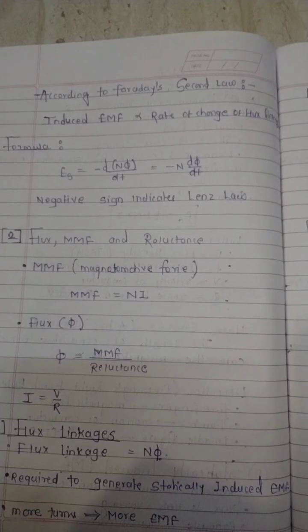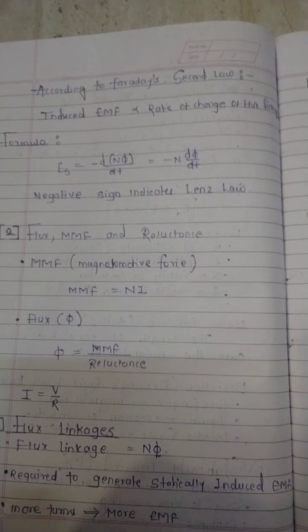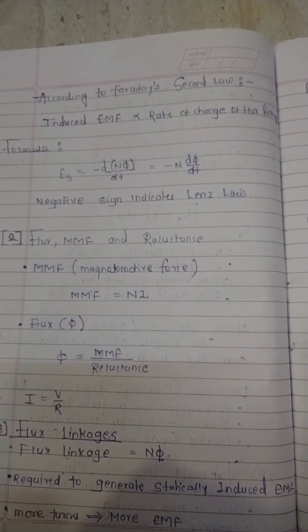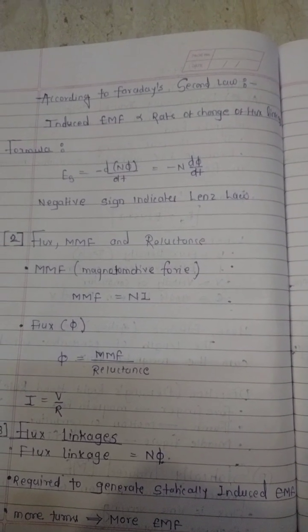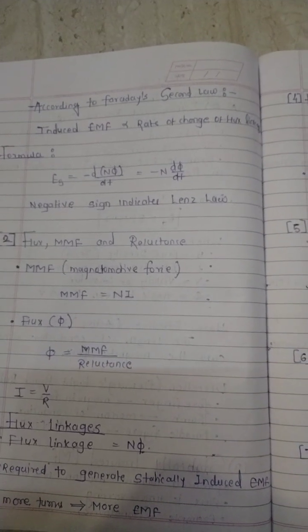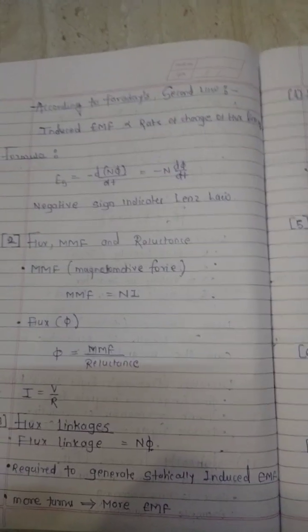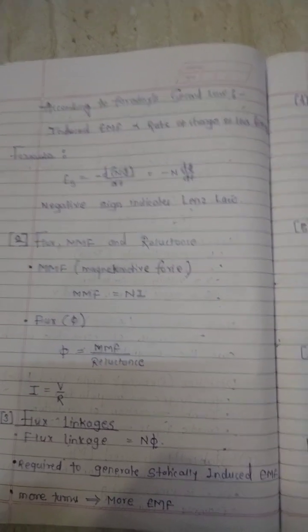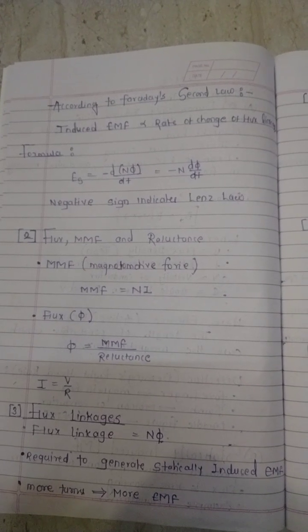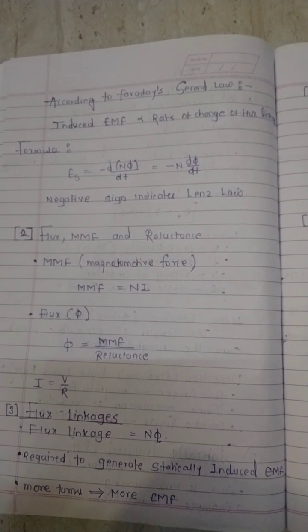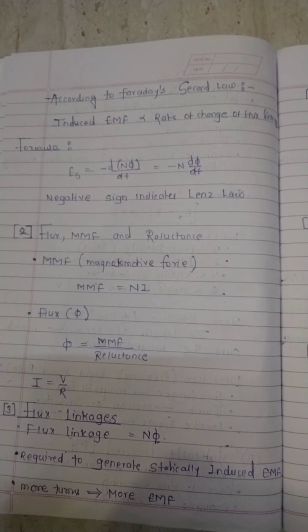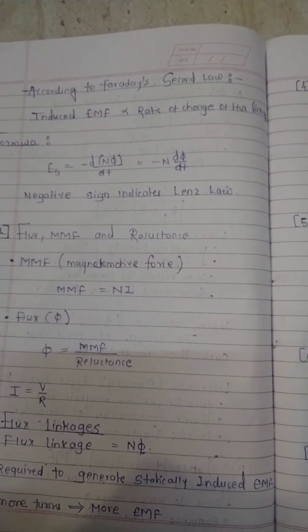Then flux, EMF, MMF and reluctance. MMF is nothing but the magnetomotive force. MMF is equal to N into I, and flux is the ratio of MMF by reluctance. Here I is equal to V by R, and flux linkages is equal to N phi. Flux linkages are required to generate statically induced EMF. More turns, then more EMF.